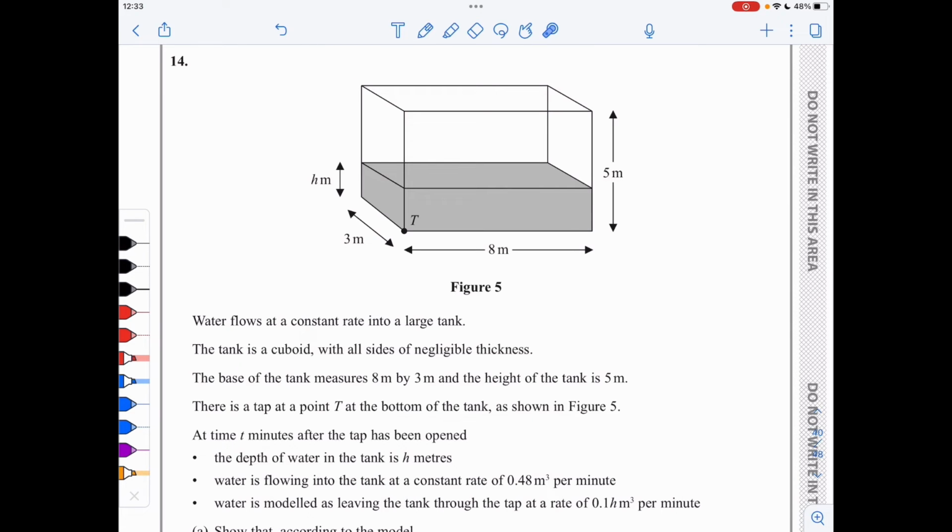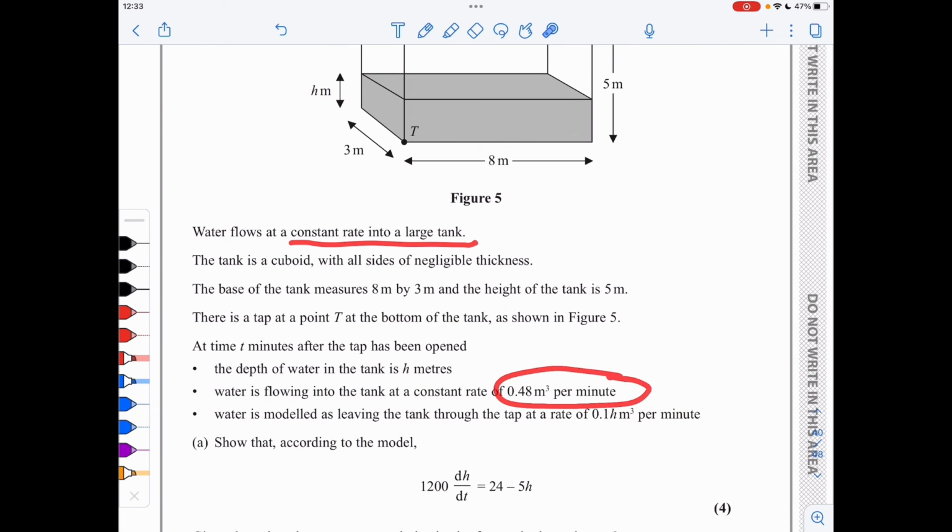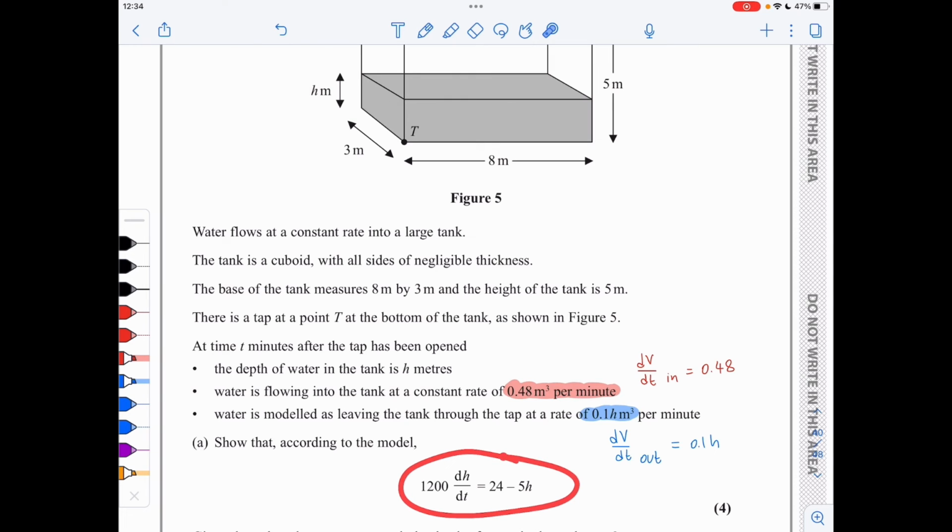In question 14, we've got water flowing in at a constant rate into a large tank. This is happening at a rate of 0.48 cubic meters per minute. So we can call this the dV/dt in. So this is the volume that goes in, which is 0.48. At the same time, we've got water flowing out at 0.1h cubic meters per minute. So this is dV/dt out, 0.1h. And we need to show that according to this model, this is the differential equation being satisfied.